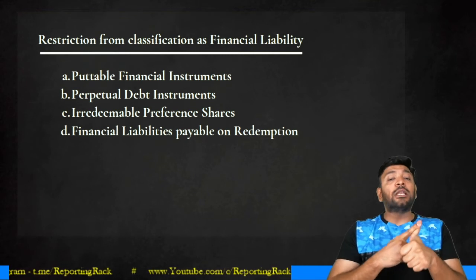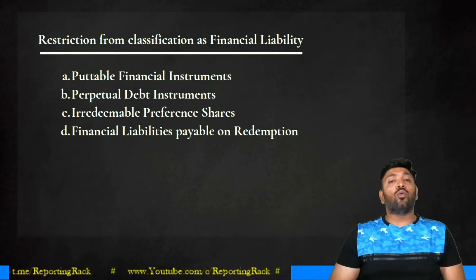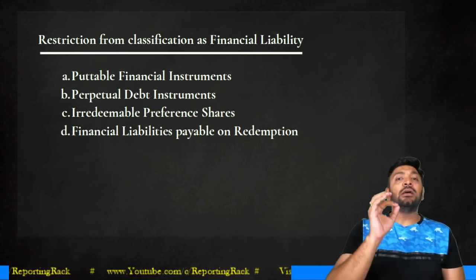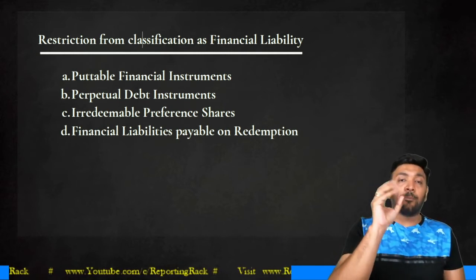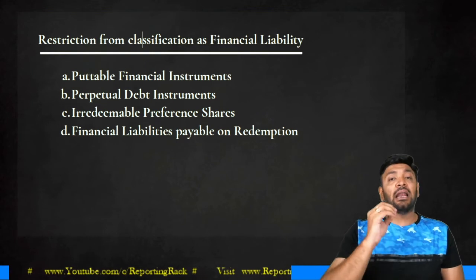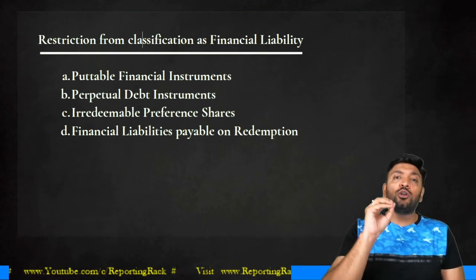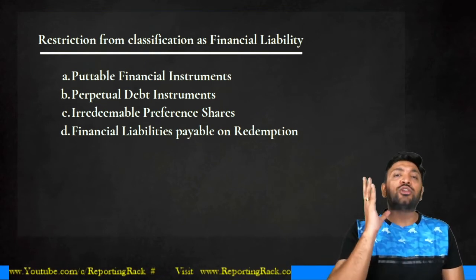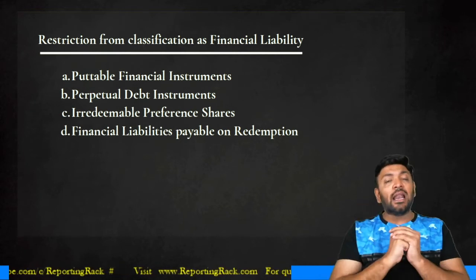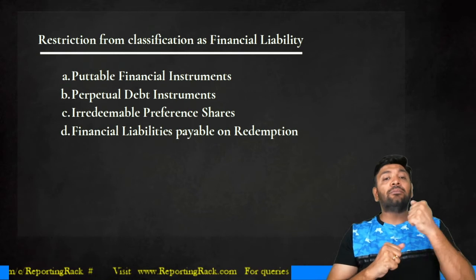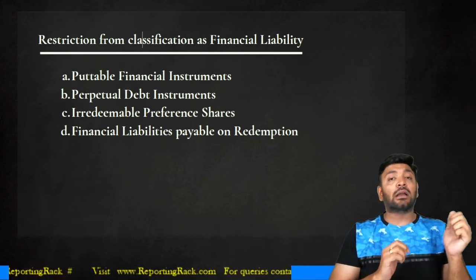First one, puttable financial instruments. What is this puttable? Puttable means there is a right to put back the instrument to the company. The holder has a right to put back. What is a right to put back? Put back means redemption. As simple as that. So the holder of the instrument has a right to demand redemption from the company.